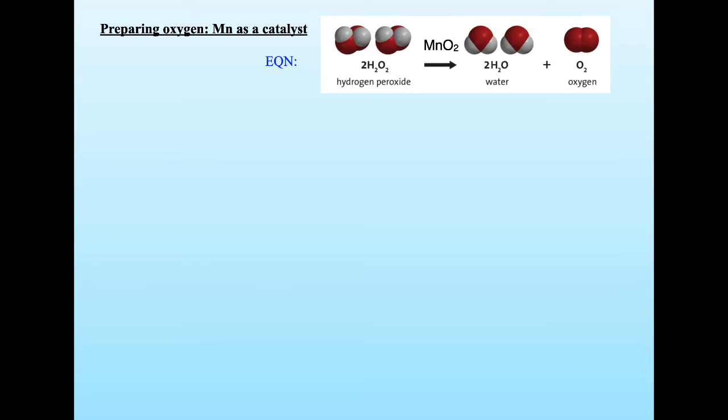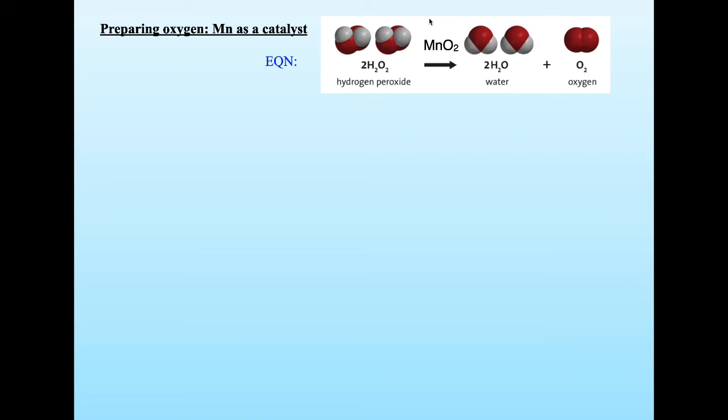Now let's have a little look at transition elements as catalysts. This is an equation, a reaction you might have come across before. The decomposition of hydrogen peroxide. It forms water and oxygen. And this is how we produce oxygen in the laboratory if we need it. The catalyst, the classic catalyst for this reaction is manganese 4 oxide, MnO2.